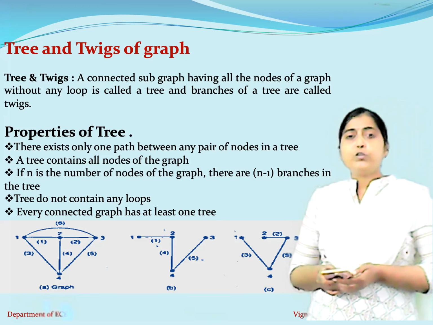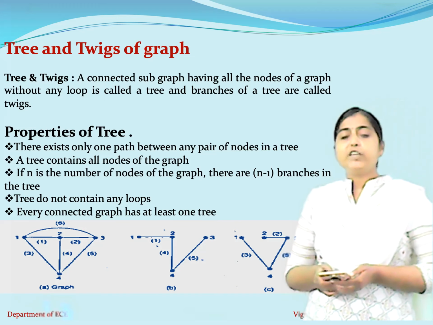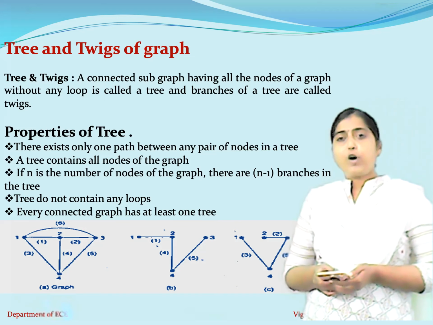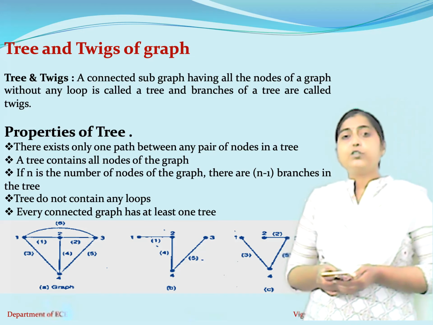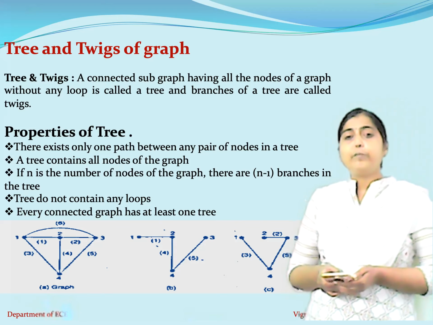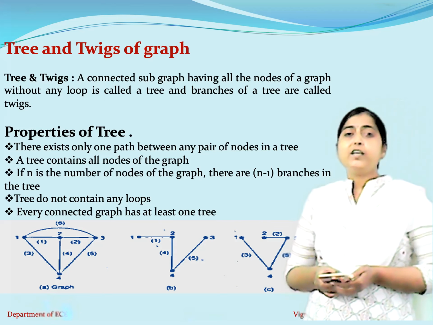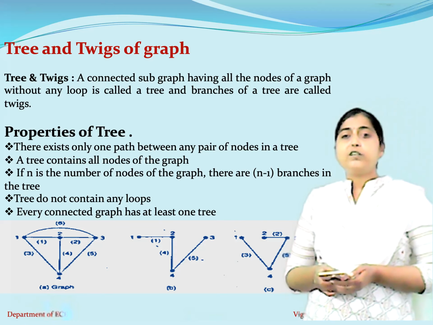Then coming to the fourth property, a tree does not contain any loops. This is very, very important. As I already told you, the process of drawing a tree is to make a closed loop open. That is why when you look at the tree, your tree will not have any closed loop.